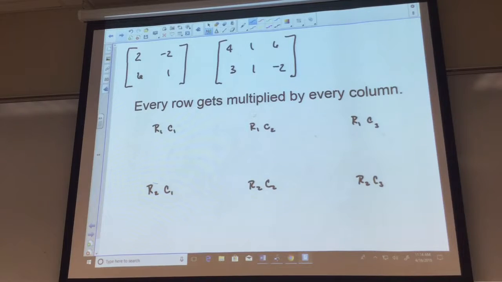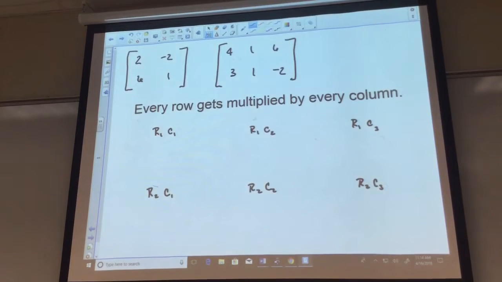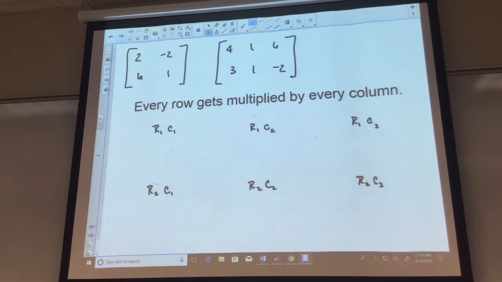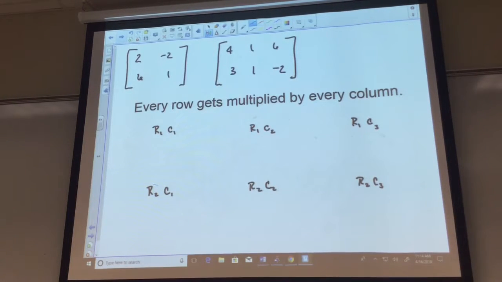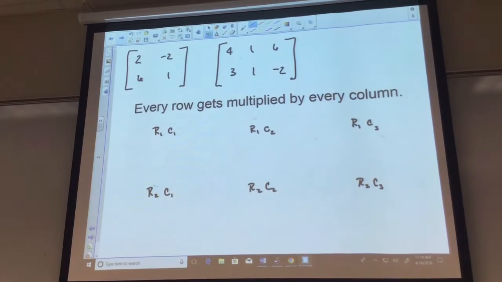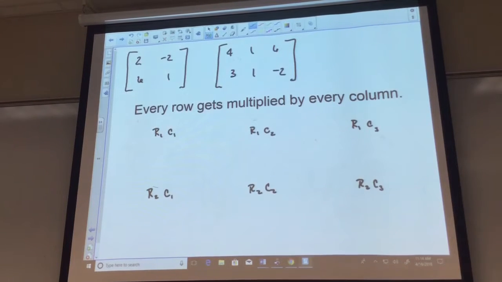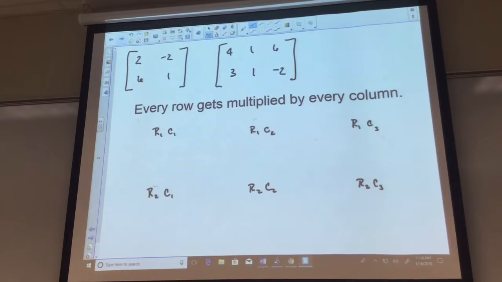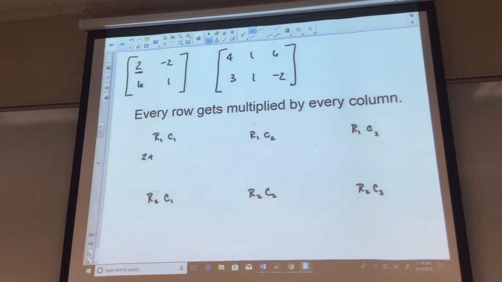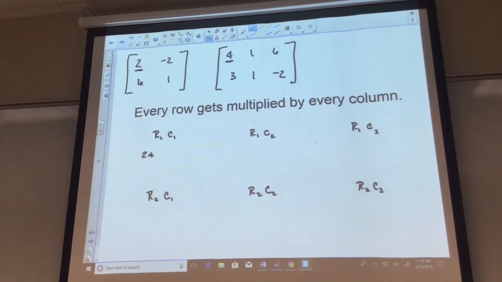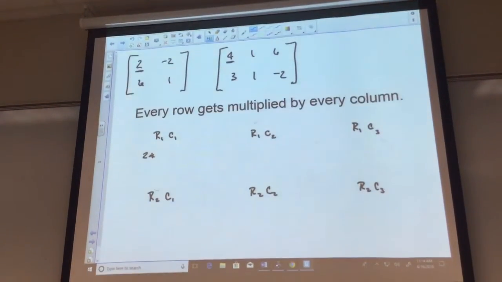Now all you need to do is to identify what the ingredients are. And this is where people get messed up, because they can't make their mind and their fingers do 2 different things at the same time. Every row gets multiplied by every column, but no element is used more than once in that row-column multiplication. So that means that the first element of row number 1 is going to be multiplied by the first element of column number 1.